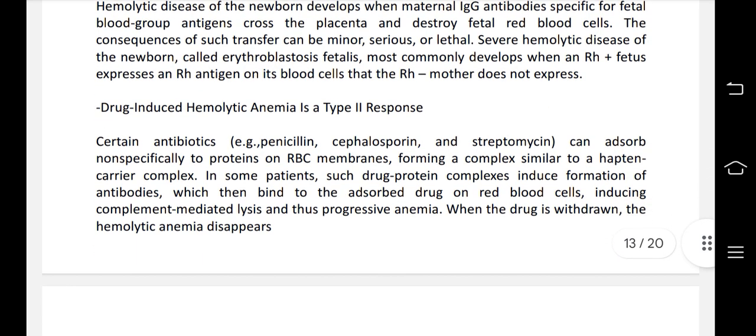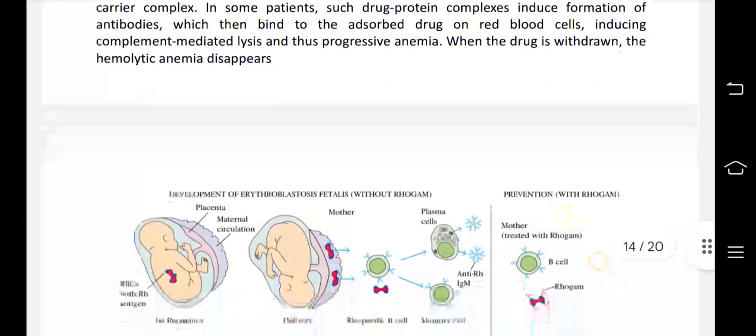Then drug-induced hemolytic anemia is a type 2 response. Certain antibiotics like penicillin, cephalosporin, and streptomycin can adsorb non-specifically to proteins on RBC membranes, forming a complex similar to a hapten-carrier complex. In some patients, such drug-protein complexes induce the formation of antibodies, which then bind to the adsorbed drug on red blood cells, inducing complement-mediated lysis and thus progressive anemia. When the drug is withdrawn, the hemolytic anemia disappears.